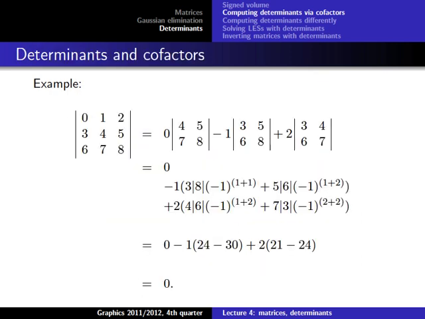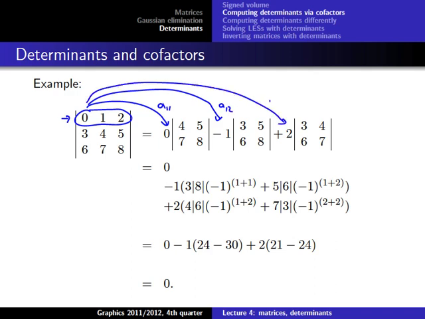Good, so let's look at a quick example. We have here a 3x3 matrix. We want to get the determinant. So in the first step, we decide which row or column we take. Here we have a 0, so let's take the first row, and that means this is A11, this is A12, and this is A13. So we get our coefficients here.